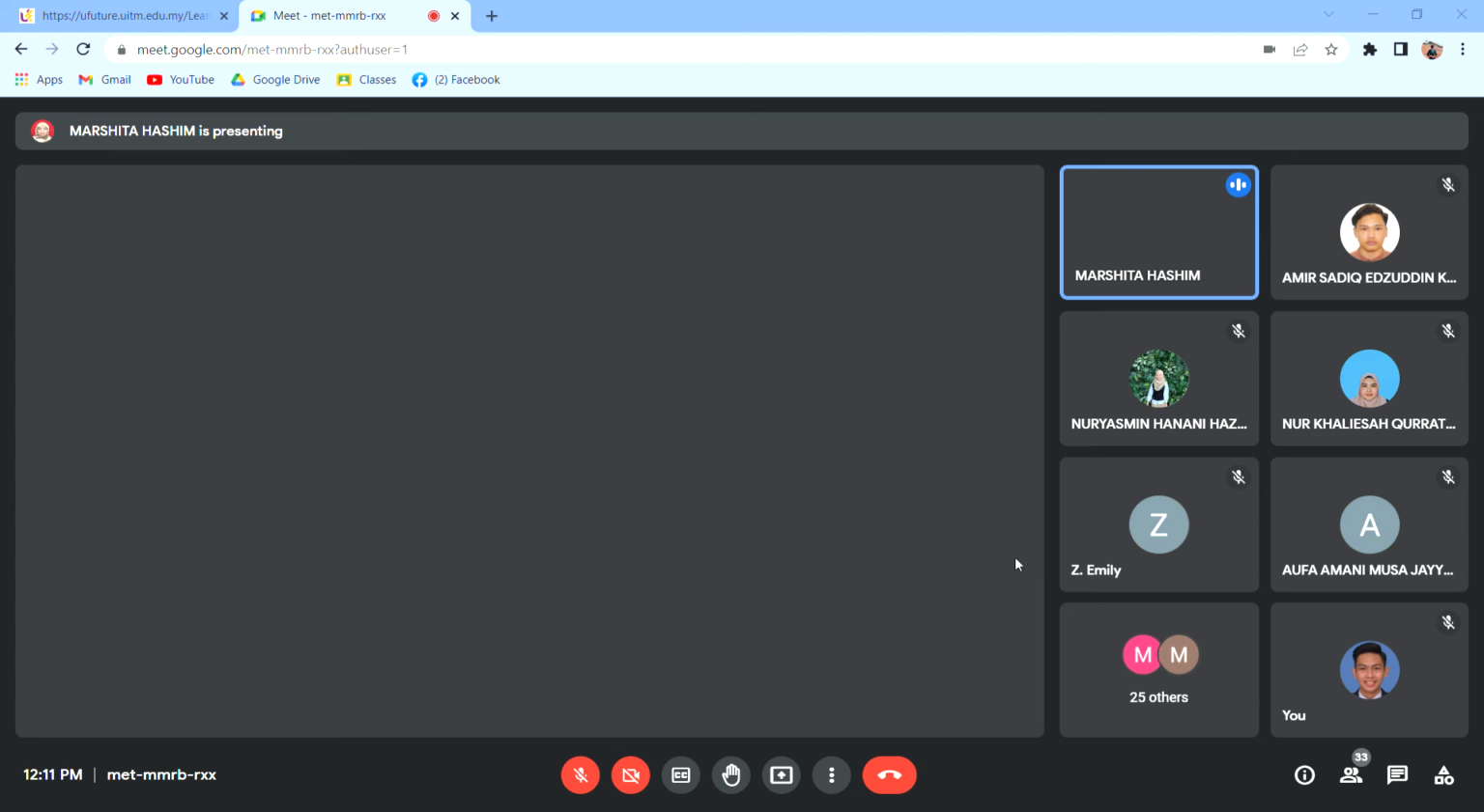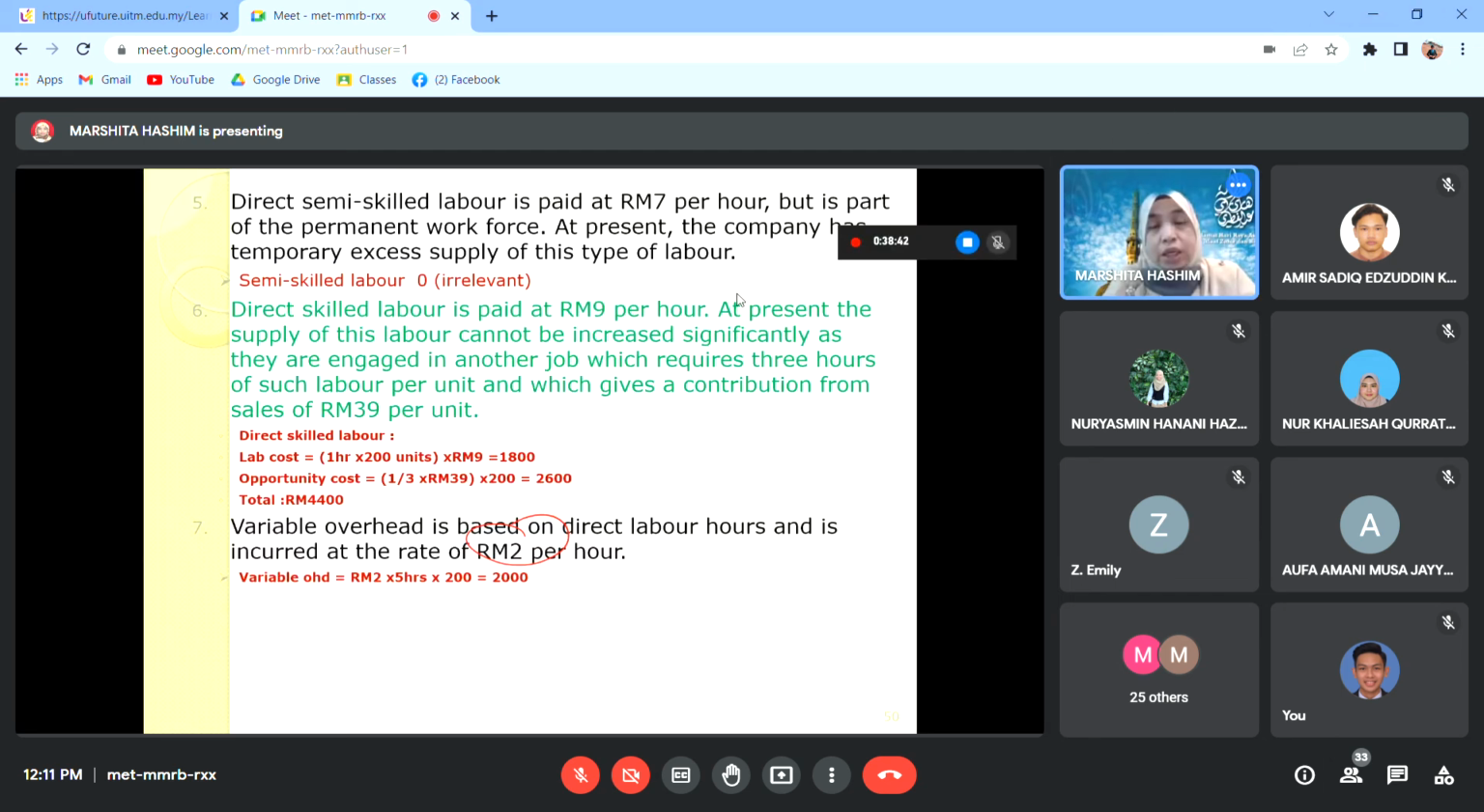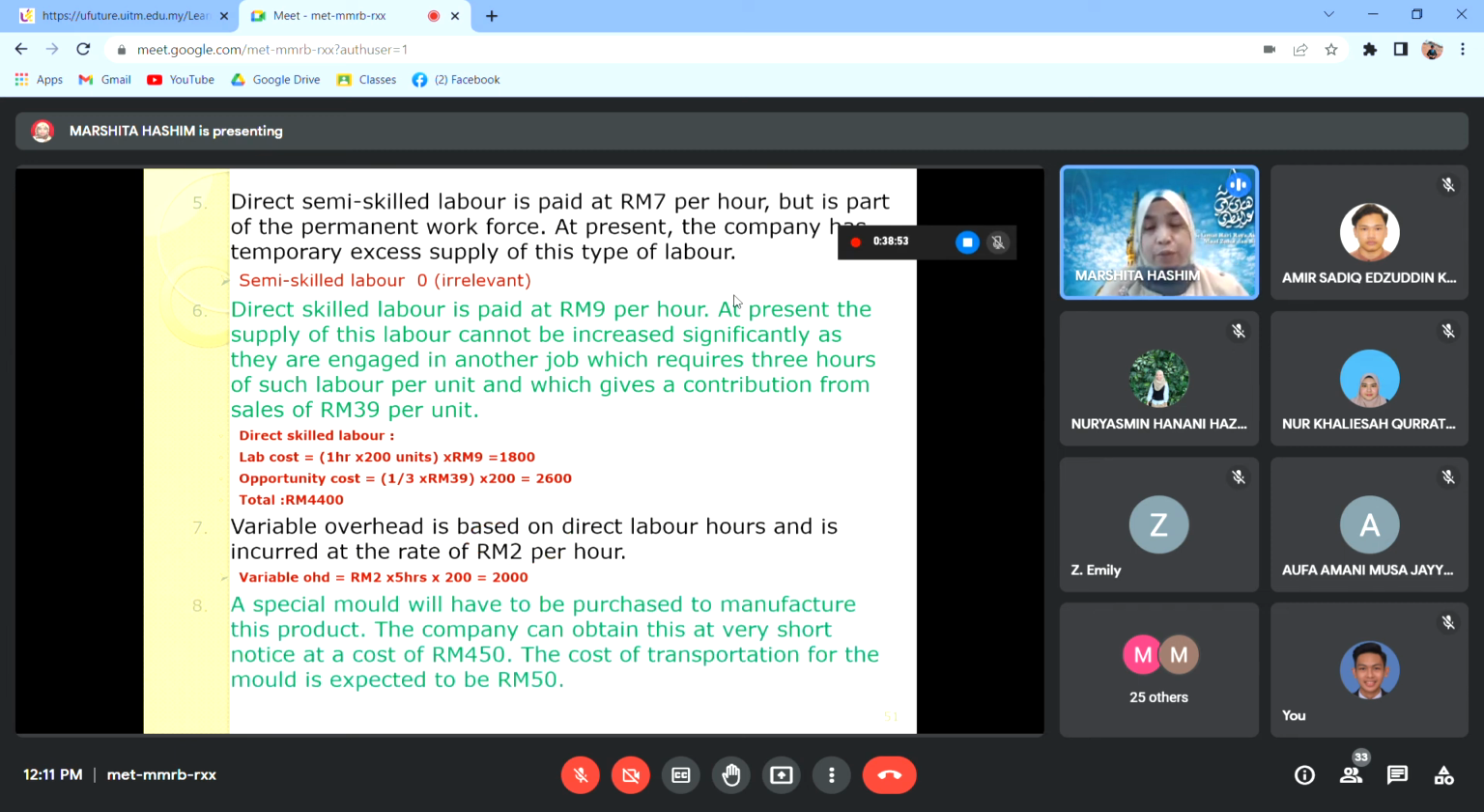Number 7, variable overhead 2 ringgit per hour. So you multiply by 5 hours per unit and 200 units. So 2 ringgit variable overhead is relevant cost, because it changes according to output produced. Number 8, special malt will have to be purchased to manufacture this product. The company can obtain this at very short notice at cost of 450. Transportation cost is expected to be 50. So cost of special malt is 500. So in this case, special malt is considered as incremental fixed cost. So under reason, incremental fixed cost is relevant.